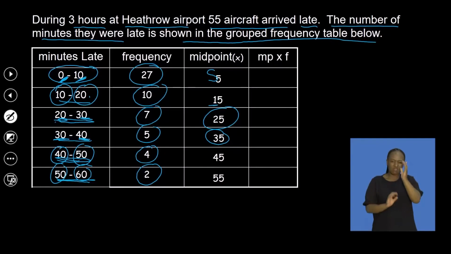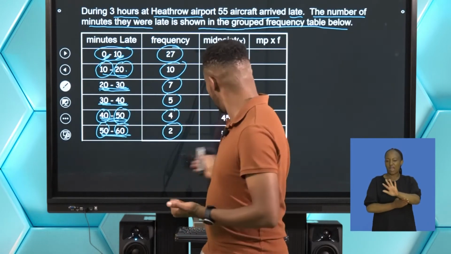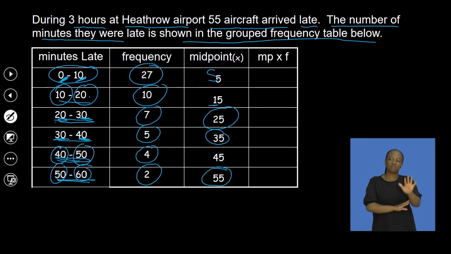Okay, so let's look at the last one, which is between 50 and 60. There could be an aircraft which is late by 51 minutes, by 52 minutes, by 55 minutes. The average in that interval is 55 minutes.